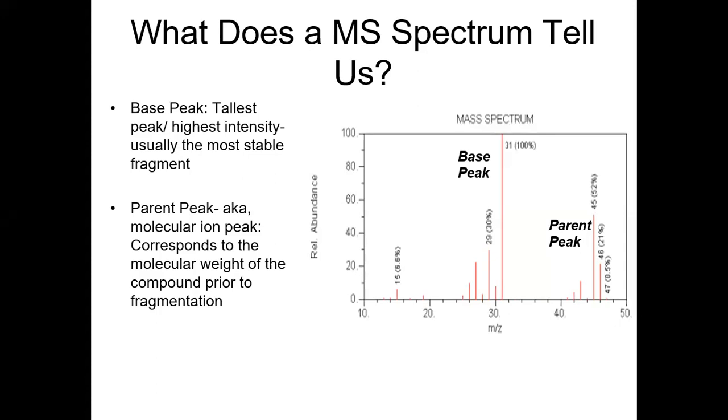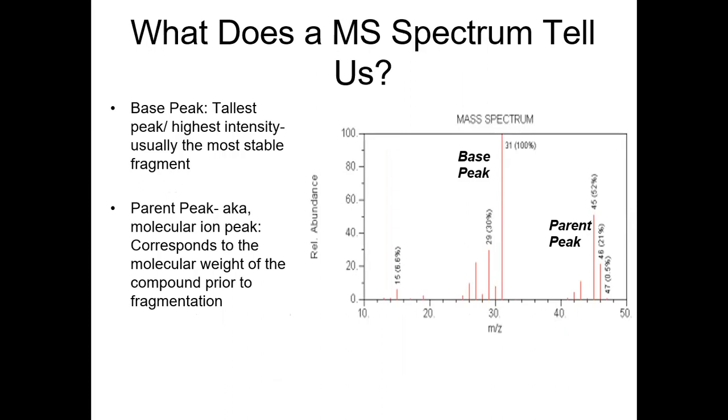And then you have your parent peak, which in this case is 46. With the parent peak being 46, we have 45 being the parent minus a proton, but you also have this peak at 47, which we call the M+1 peak. The M+1 peak is a peak that is the mass plus one, and it corresponds to what we call the isotope peak.